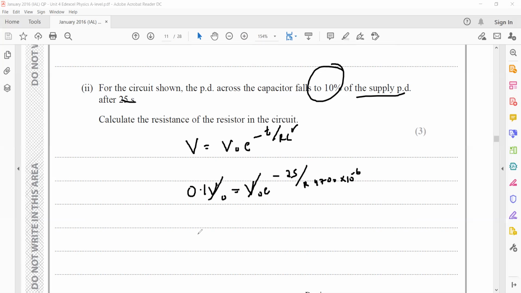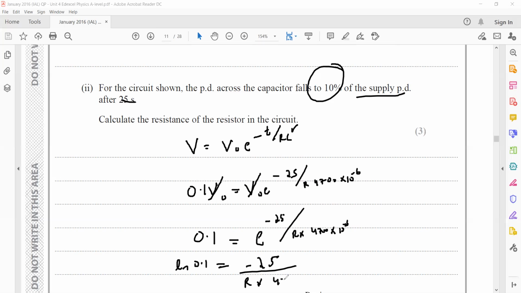V naught will cancel with V naught, so 0.1 equals e raised to the power minus 25 divided by R into 4700 times 10 to the power minus 6. To remove this e, I will take the log on both sides. So ln 0.1 equals minus 25 divided by R into 4700 microfarad, since ln and e are inverse functions and cancel out. So I need R. I will simplify and I will get the value for R.